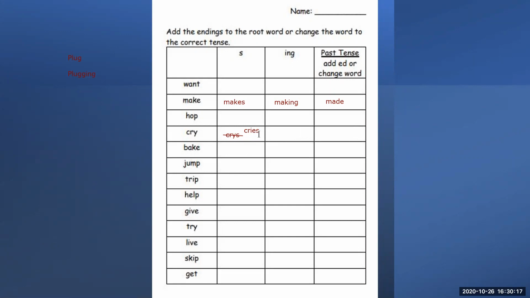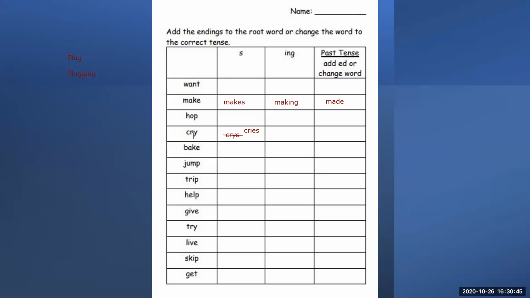Now, with your Y and ing ending, see on your make, you had to drop the E and then add the ing. For want, if you're doing wanting, you're not dropping anything. You're just sticking it on there. Cries or cry, that's kind of the same thing, really.